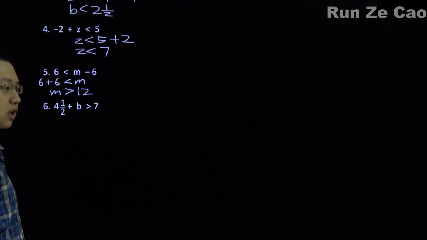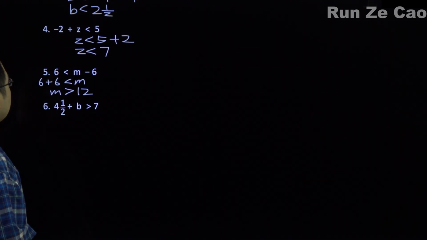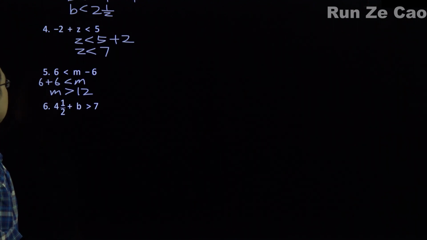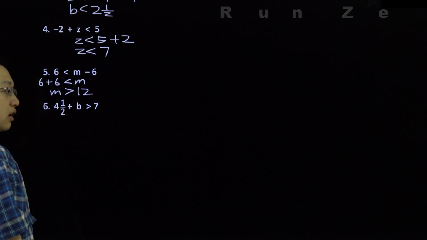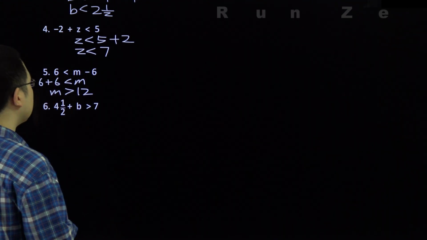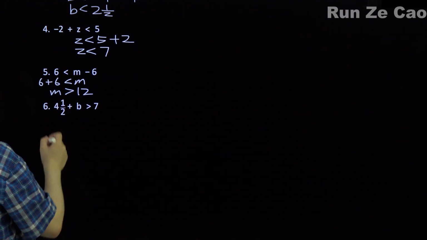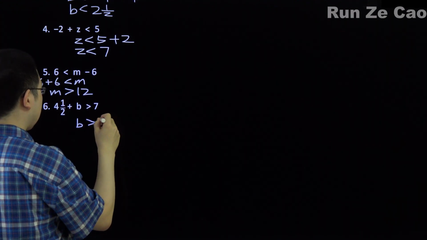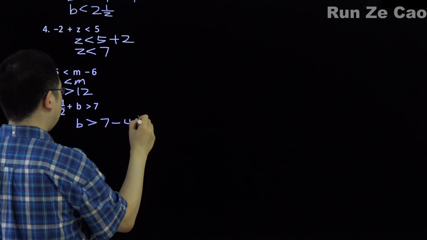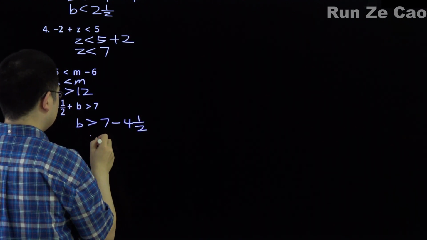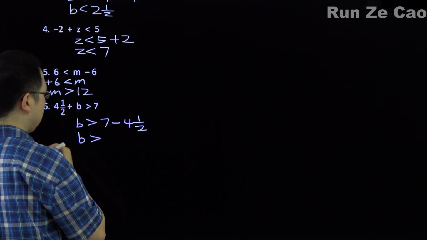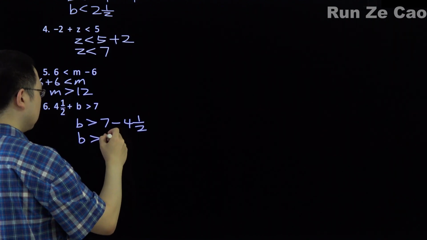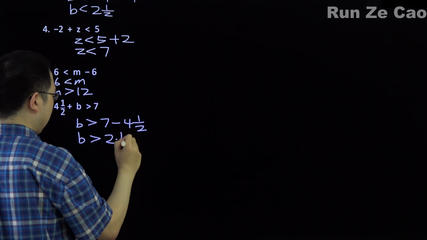Checking this, we get right side equals m minus 6, which is greater than 12 minus 6, which is greater than 6. Left side equals 6, right side greater than left side, QED. 4 1/2 plus b is greater than 7. b is greater than 7 minus 4 1/2. b is therefore greater than 2 1/2.